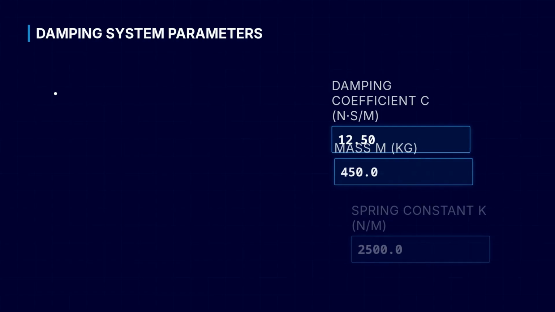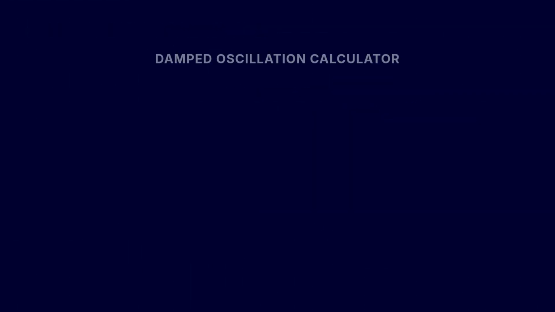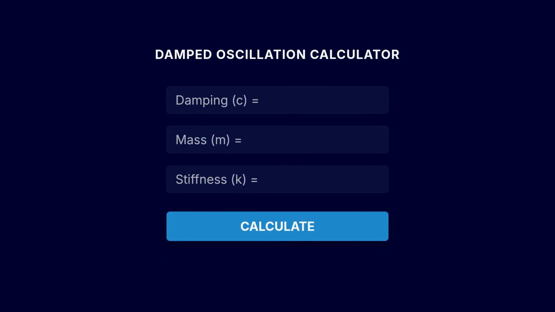The input fields are damping coefficient C in newton seconds per meter, mass m in kilograms, and spring constant K in newtons per meter. Let's work through an example. I'll enter a damping coefficient of 150 newton seconds per meter, mass of 12 kilograms, and spring constant of 2,400 newtons per meter. After clicking calculate, here are our results.